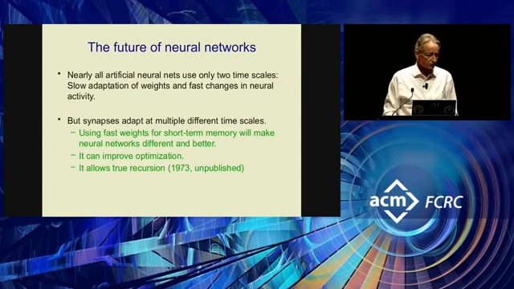As soon as you do that, all sorts of good things happen. You can use that to get a better optimization method, and you can use that to do something that may very well be relevant to reasoning. You can use it to allow neural networks to do true recursion. Not very deep, but true recursion.